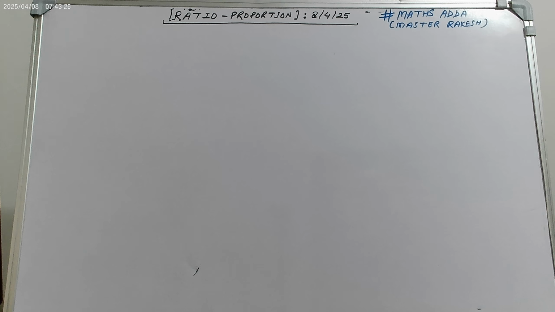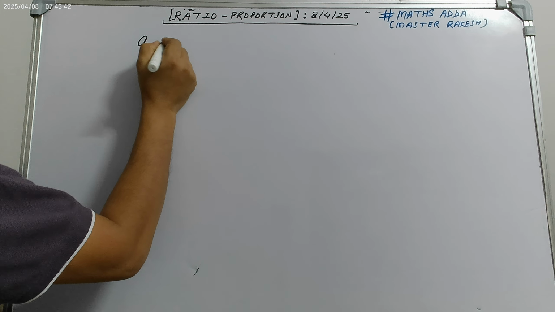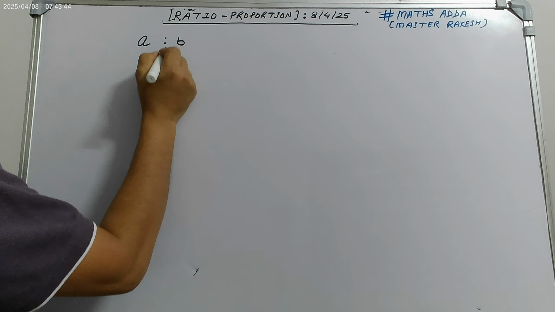Again, ratio and proportions, another topic. We will quickly revise what we have covered so far. When two quantities A and B are compared, they are in a particular ratio. This is the symbol of ratio.